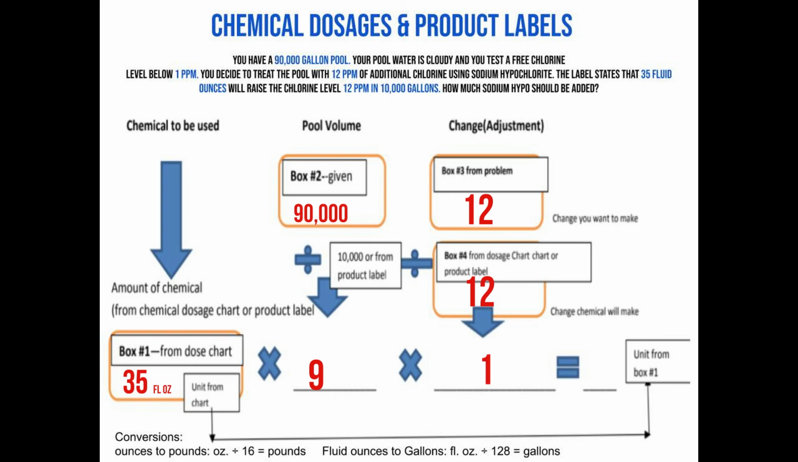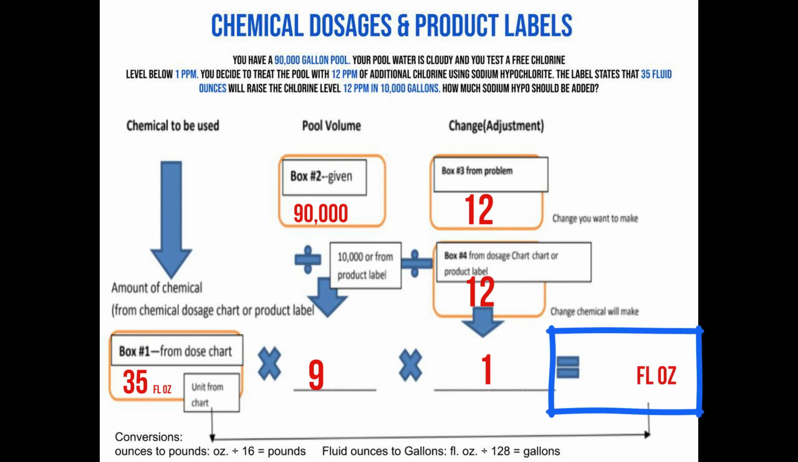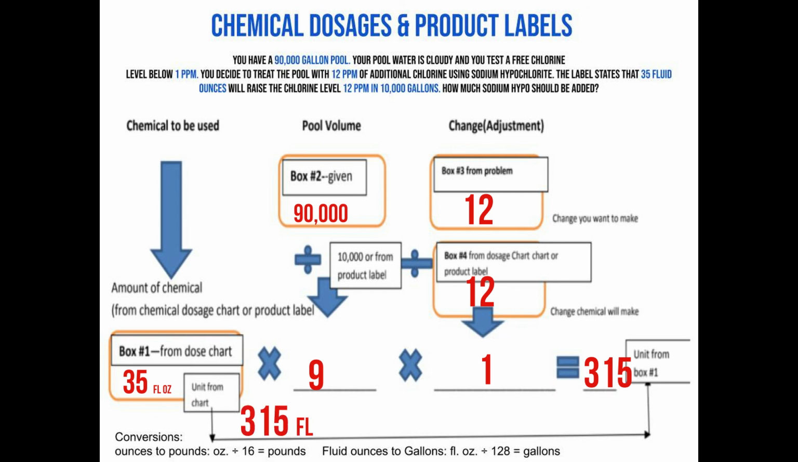1. Now if you take everything across the bottom and multiply it, putting the answer here, bringing that fluid ounces over with you, you should get 315 fluid ounces. Now we want to take the 315 fluid ounces, divide that by 128, and that'll give us how many gallons? 2.5 gallons of sodium hypochlorite will treat this pool.